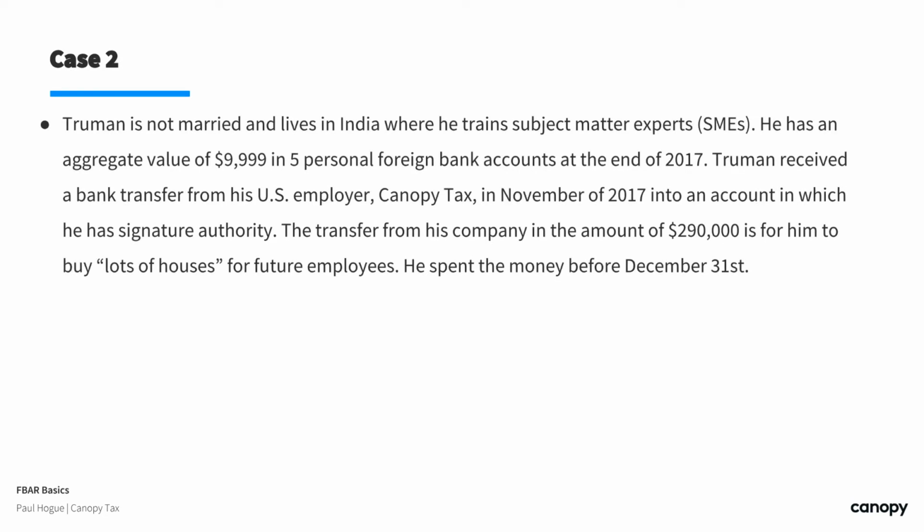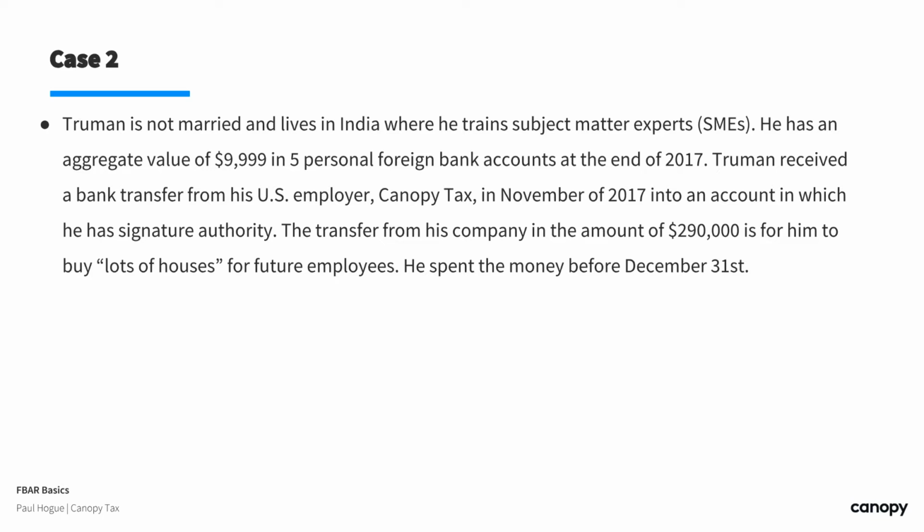Truman is not married and lives in India, where he trains subject matter experts. He has an aggregate value of $9,999 US in 5 personal foreign bank accounts at the end of the 2017 tax year. Truman received a bank transfer from his U.S. employer, Canopy Tax, in November of 2017 into an account in which he has signature authority.